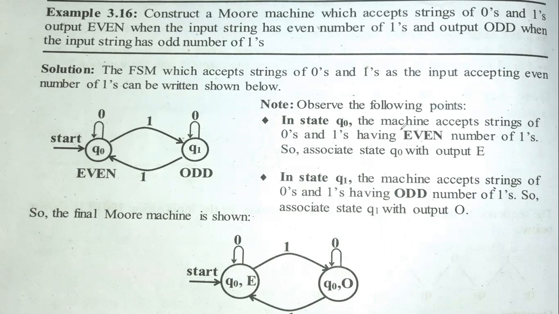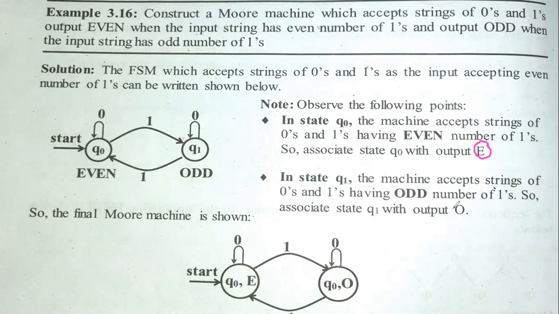In state Q0, the machine accepts strings of zeros and ones having an even number of ones. So we associate state Q0 with the output E. Later, in state Q1, the machine accepts strings of zeros and ones having an odd number of ones. So we associate state Q1 with O, meaning odd.